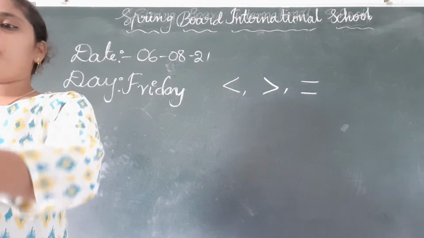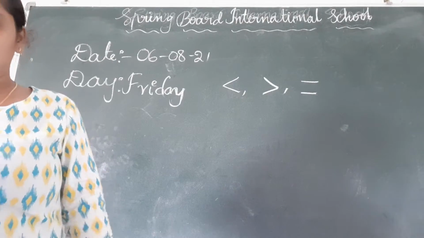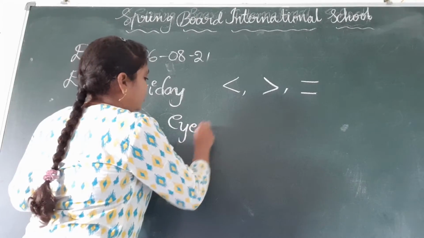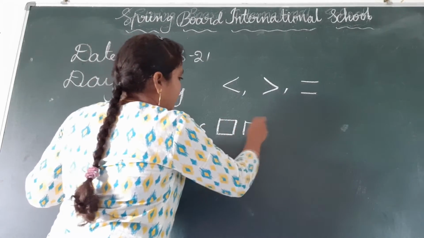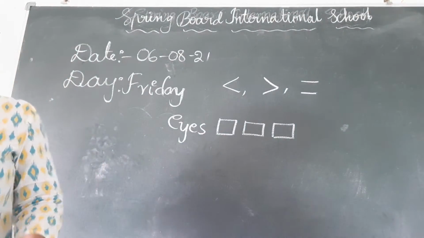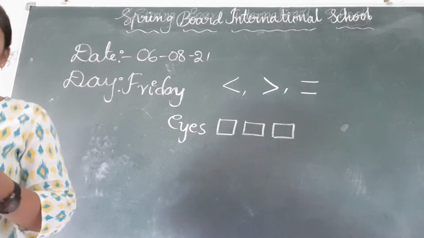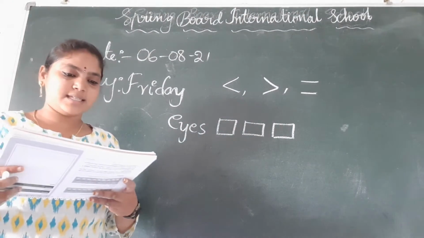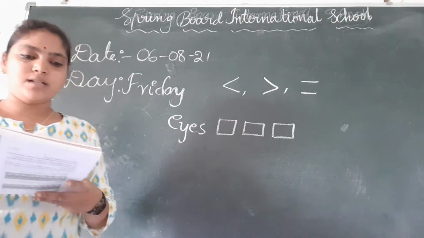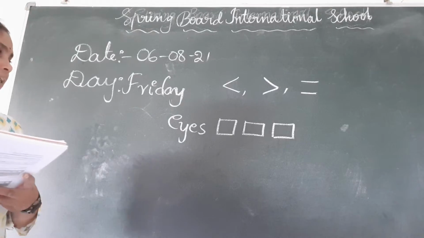Now everyone open the studio page number 42, children. Everyone open studio page number 42. Count the parts of the body, fill in the boxes with the numbers and the signs less than, greater than or equal to. One is done for you.